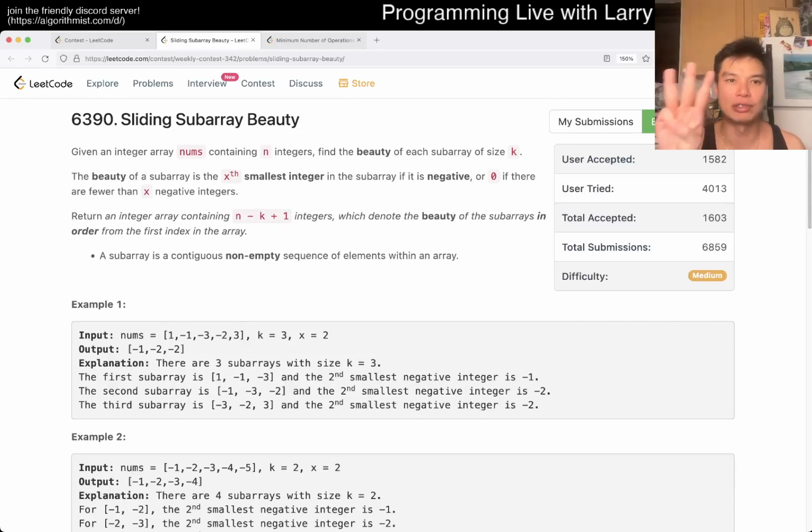This is me going over Q3 of the weekly contest 342, Sliding Subarray Beauty.